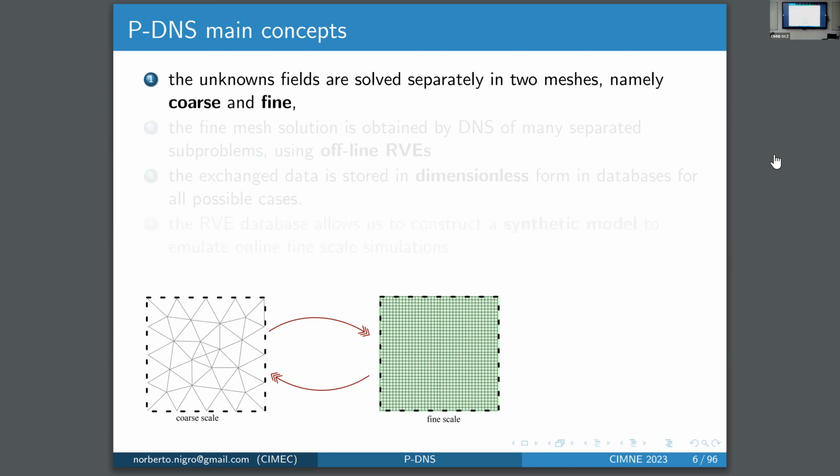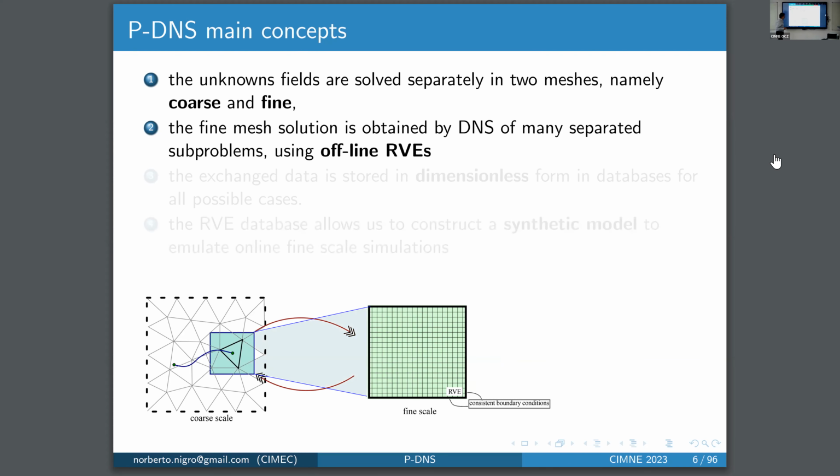So PDNS is more or less a summary of trying to separate the solution in two parts: one solving on the coarse mesh and the other solving on the fine mesh. Here you have the coarse mesh and the fine mesh. If you solve with DNS, you have to solve all the problems on this kind of mesh, but it's very, very expensive to do that. So we have to combine the usage of these two meshes.